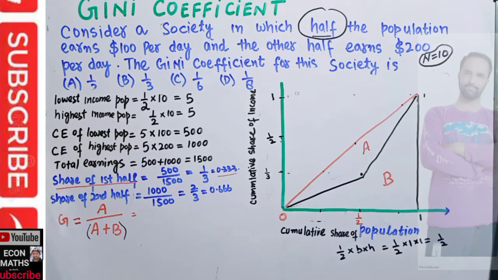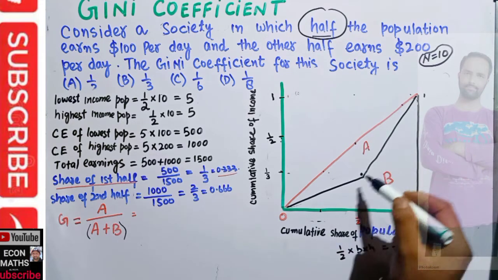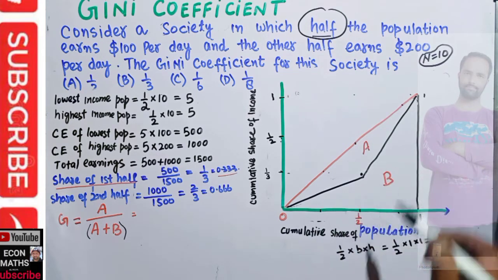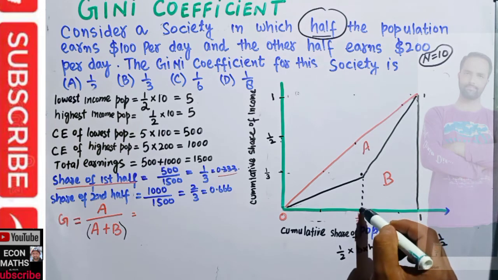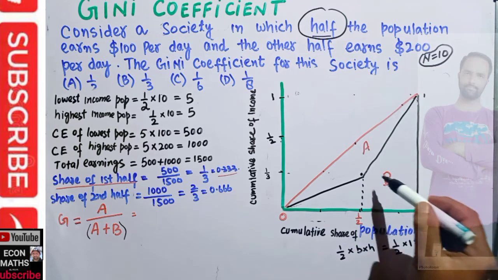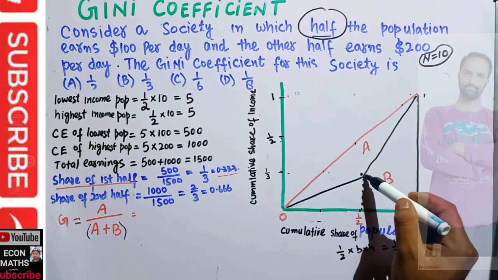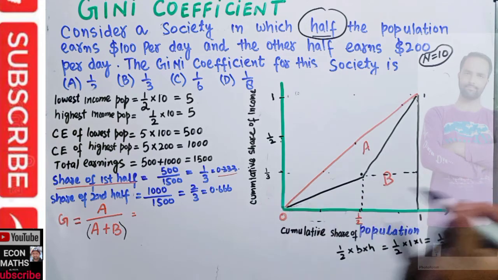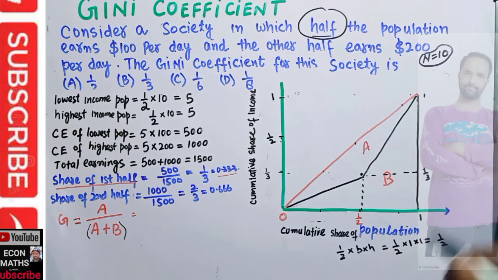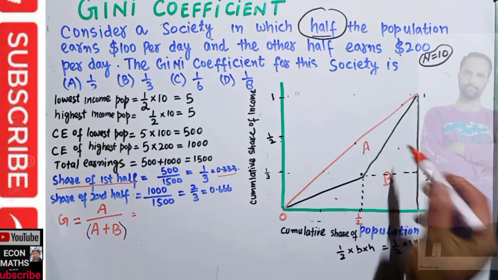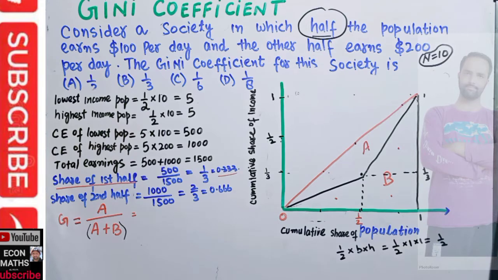Now we need to calculate the area of the bottom first. Let us see what is the area of this B region. Let us draw it here. You can easily find out the area of this region since it is here 1/3. So we need to calculate the area of these two triangles and this rectangle.